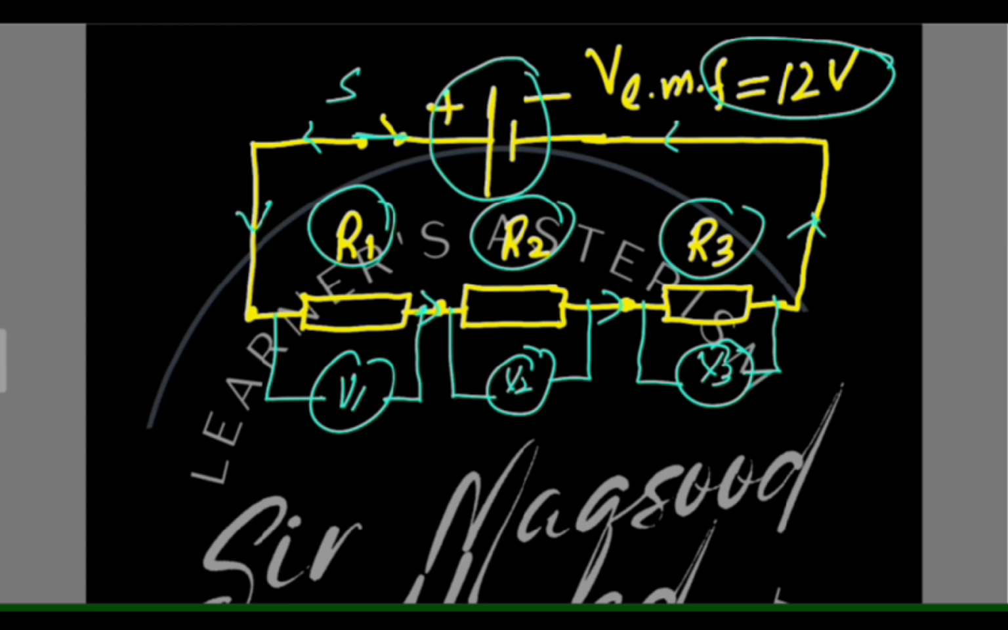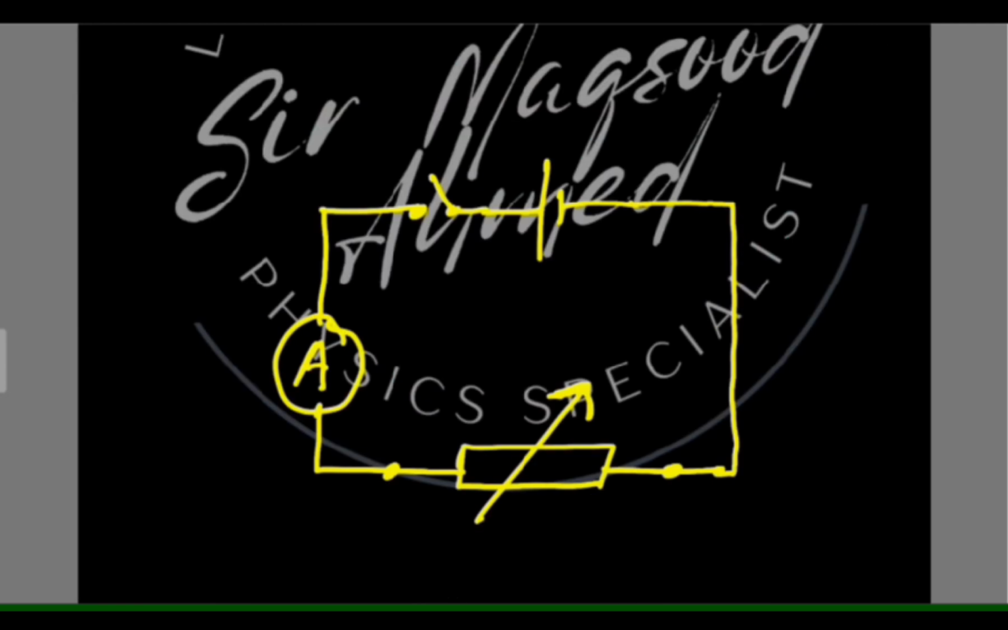Division of the voltage depends upon the resistance of the resistor. Higher the value of resistance, more is the potential difference across that resistor. So generally we can say that we can use a resistor as a potential divider by connecting the resistors in series.